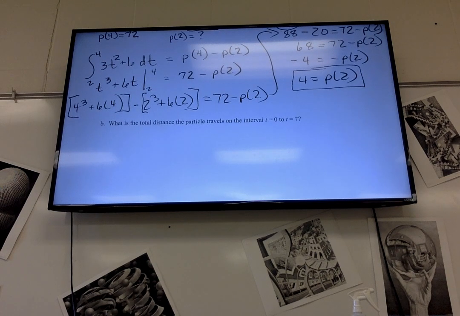Okay, the next one is the total distance from 0 to 7. We'll take the absolute value. So I'm going to write TD for total distance: the integral from 0 to 7 of the absolute value of 3t squared plus 6 dt. Now, let's think about the graph, since we don't have a calculator. Think about the graph of 3t squared plus 6. What does it look like?